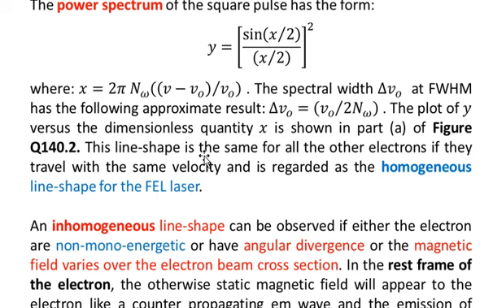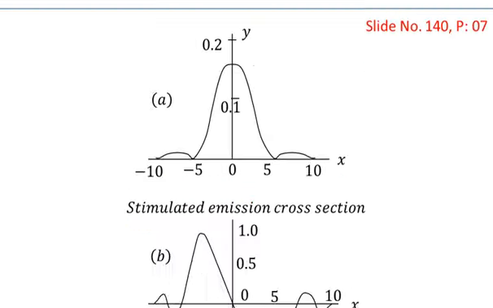This line shape is the same for all other electrons if they travel with the same velocity, and is regarded as the homogeneous line shape of the FEL laser. So this is only the case when we are talking about the homogeneous line shape, that is, all the electrons have the same energy. Under that condition we have the power spectrum, which we have shown over here.